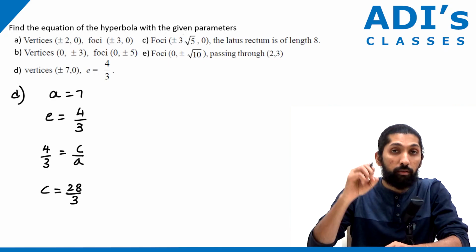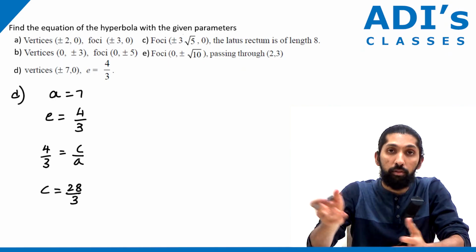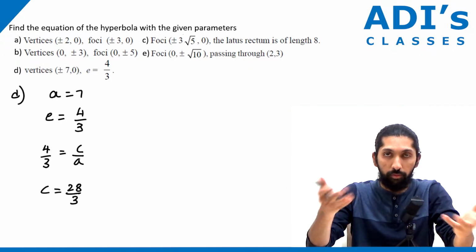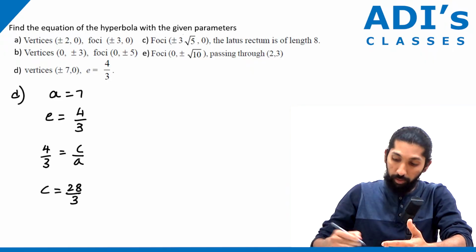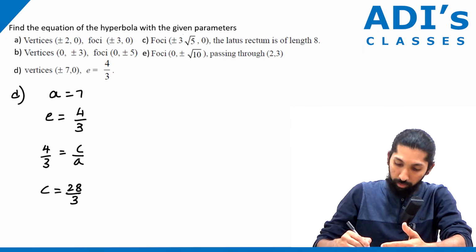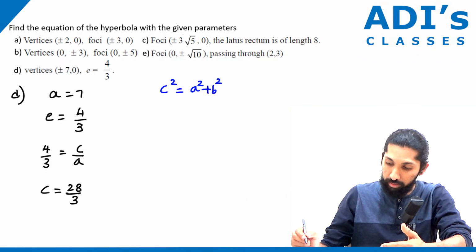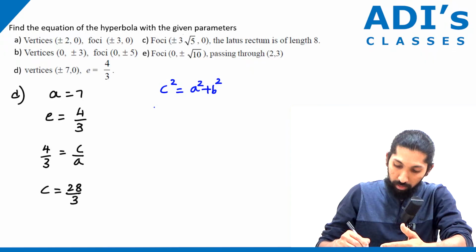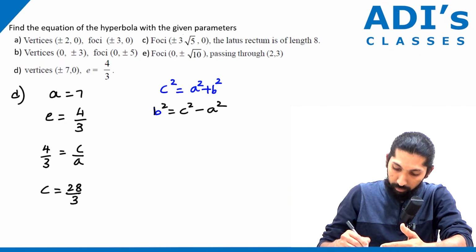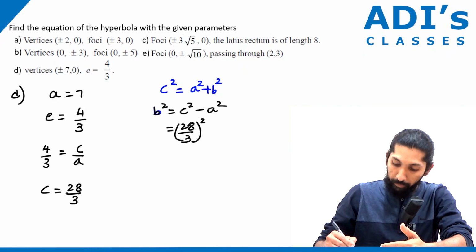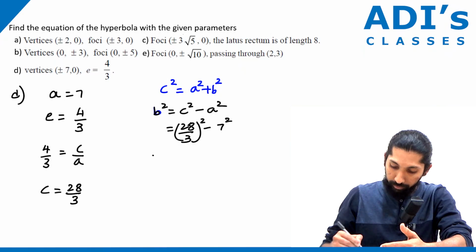How are we going to get the value of b now? Very simple. Use the identity. Identity in the sense, you know the formula we were using? We can use c square is equal to a square plus b square. What we need is b value, isn't it? So, b square becomes c square minus a square. That's 28 by 3 whole square minus 7 square.